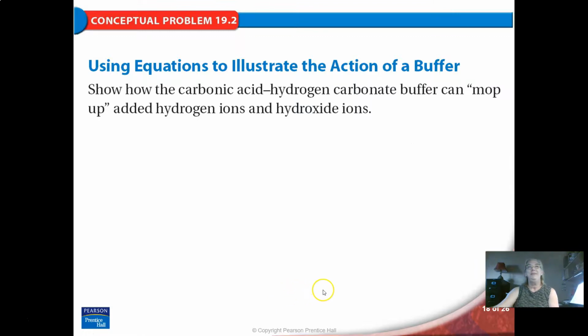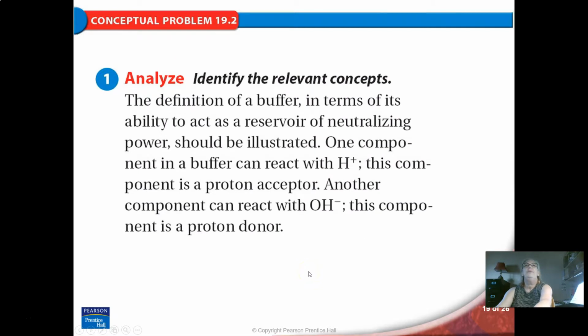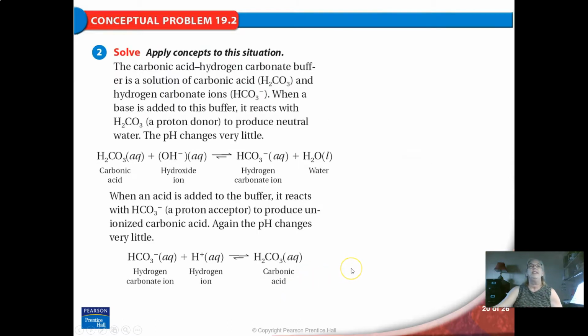So let's try an example problem where we have a carbonic acid and hydrogen carbonate buffer, and we're going to get rid of any additional hydrogen ions or hydroxide ions that come into the system. We remember the buffer is a salt and its associated acid, or a base and its associated salt. So carbonic acid can react with hydroxide if it gets thrown into the solution and make this hydrogen carbonate ion and water. That hydrogen carbonate can react with H pluses and form carbonic acid.